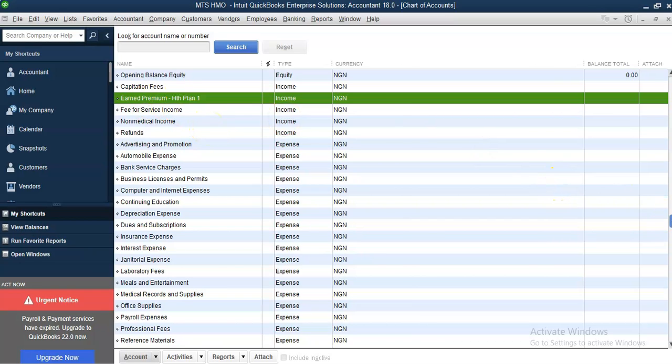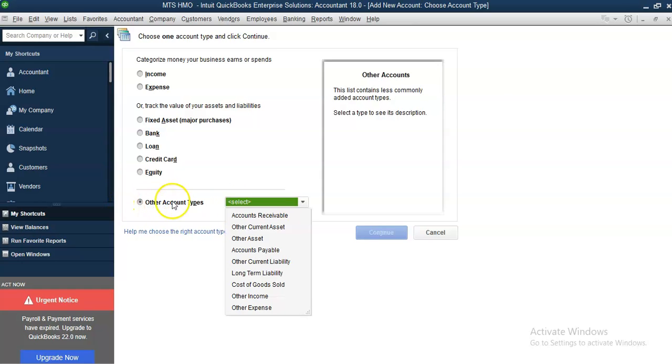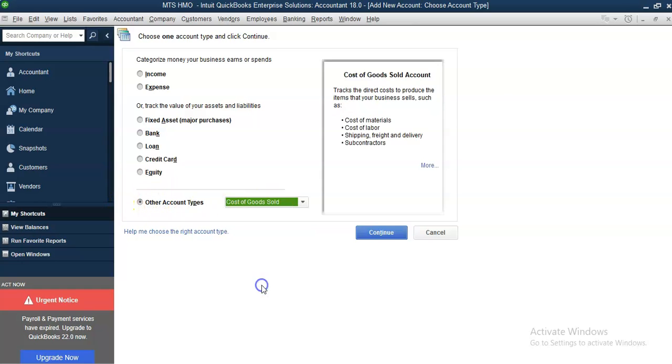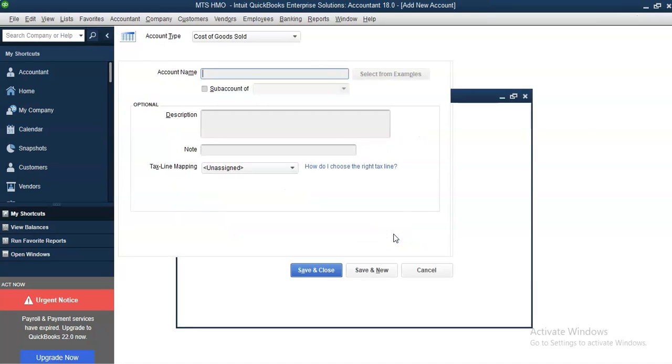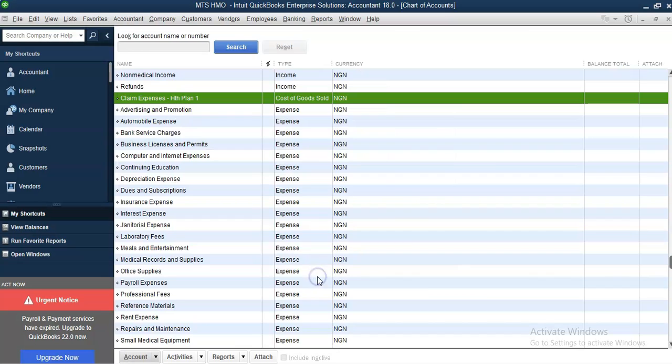Alright, then another thing now is the cost of sale. For the cost of sale, we also need to create that. So for our account type here, you click on other account type, then you say cost of goods sold, continue. Then this is going to be claim expenses. Claim expenses, health plan 1. So we also have claim expenses for each of our health plans. I'm going to save and close. So we have all that now, right?